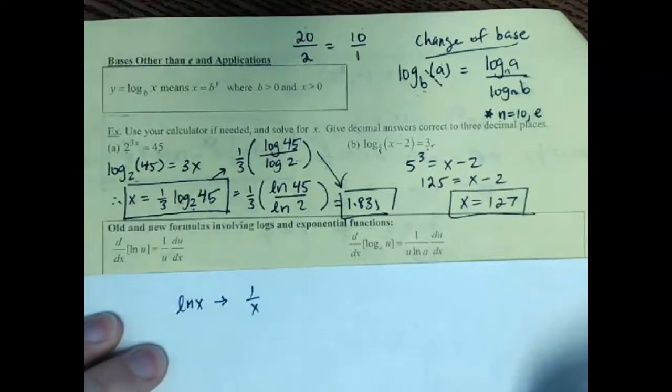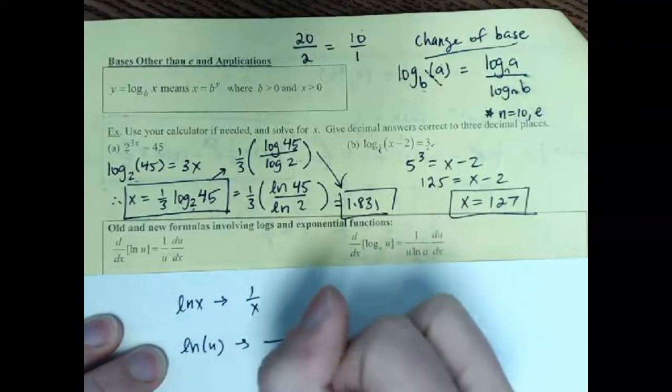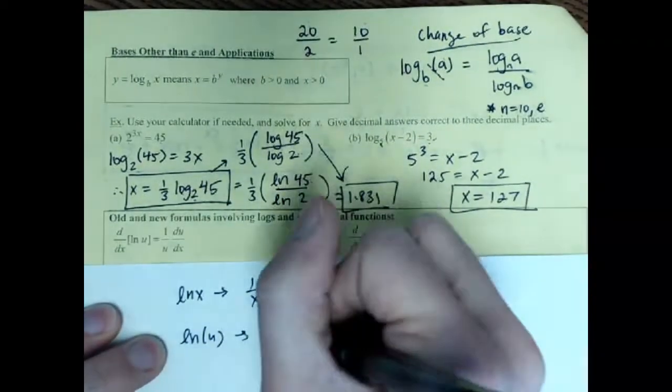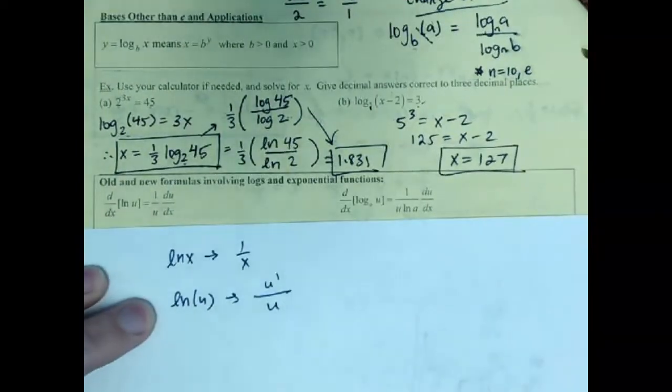Right? Easy. If I have ln of something, the derivative, whatever's inside the log goes to the bottom. Chain rule goes to the top. Okay, not too bad. A little bit harder, but not too bad. Now let's look at this rule.